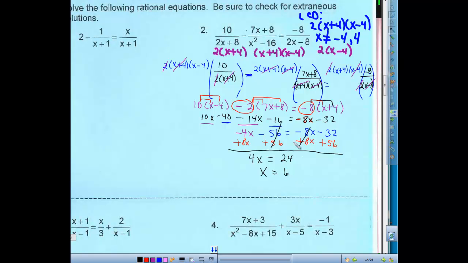Now at the very beginning, we have to check for extraneous solutions. Remember, x cannot be negative 4 or 4. 6 satisfies those conditions.